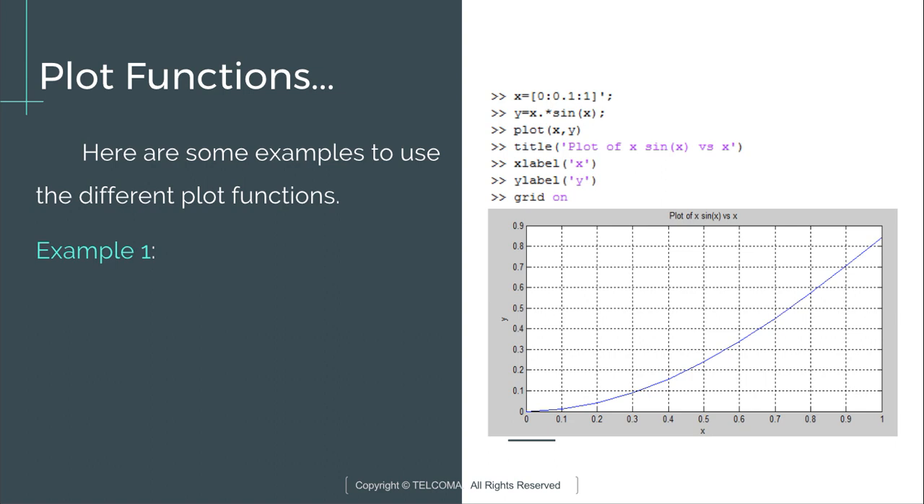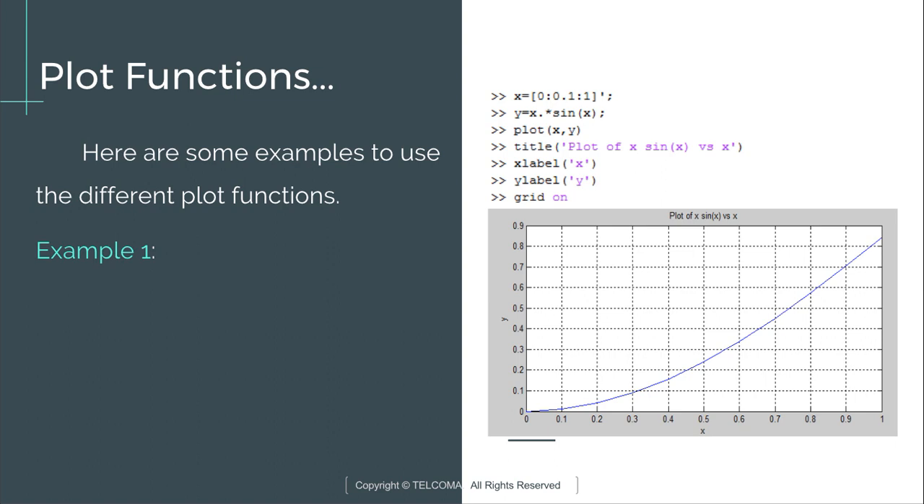Now we start with the first example. Here are some examples which are used to plot different functions. In this case, we are using vector x with values from 0 to 1 with an increment of 0.1. Then y equals x times sin x. So here is the plot for x sin x.